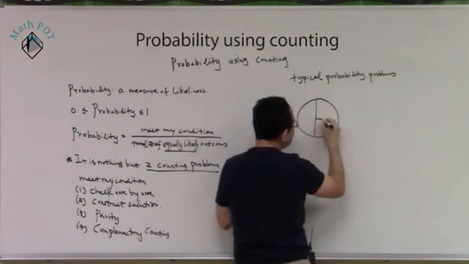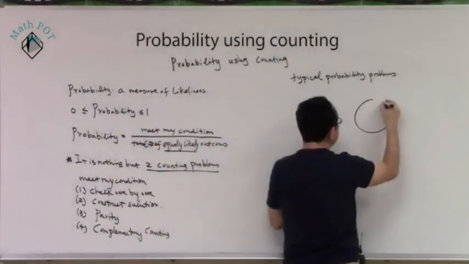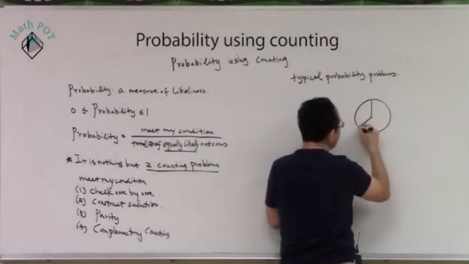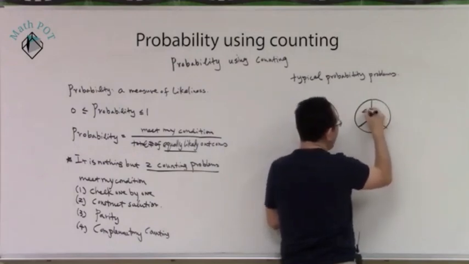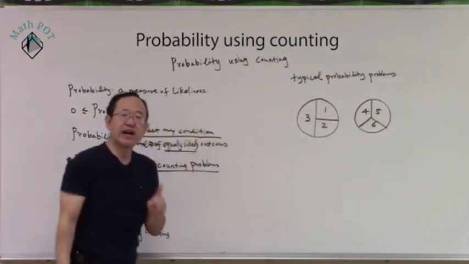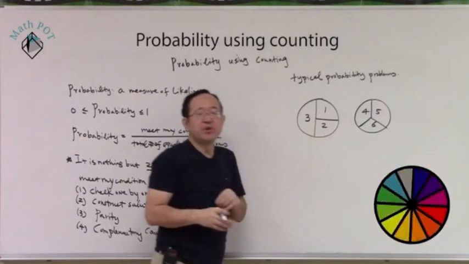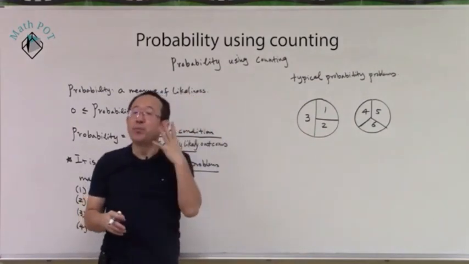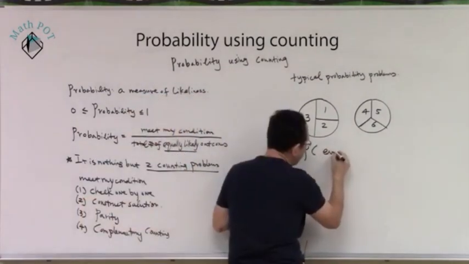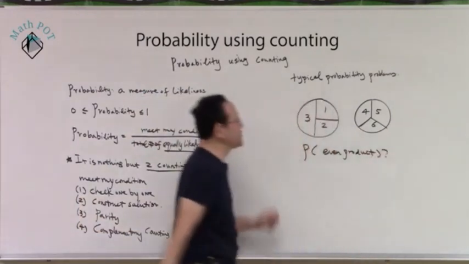In this way, this is a 1, this is a 2, and this is a 3. Another wheel has a 3, 4, 5, and 6. And I try to solve the following problem. I get a number from the first wheel, and a number from the second one. What is the probability we end up with an even product? Let's see how to solve this one.